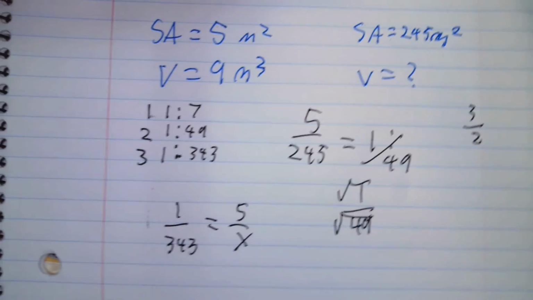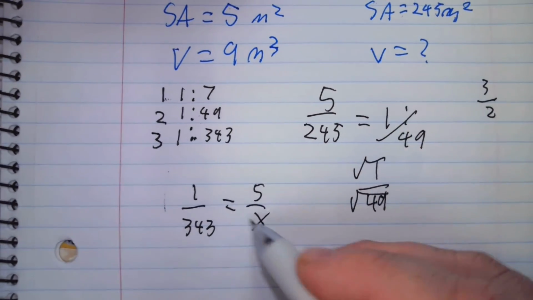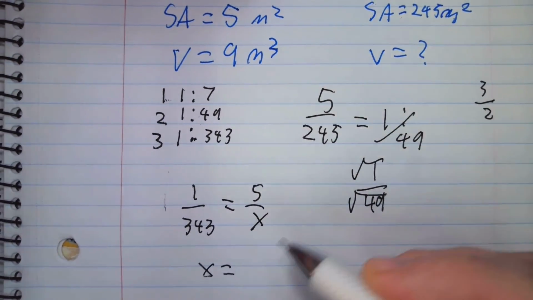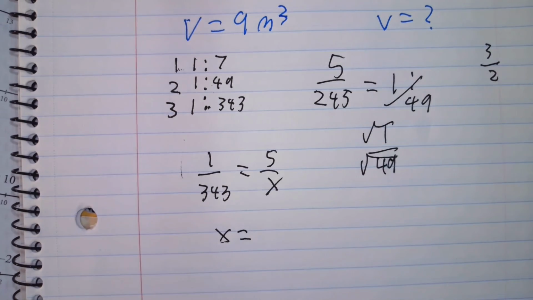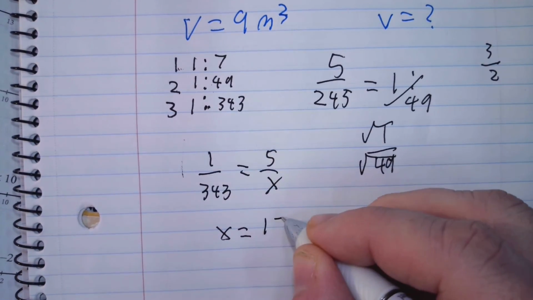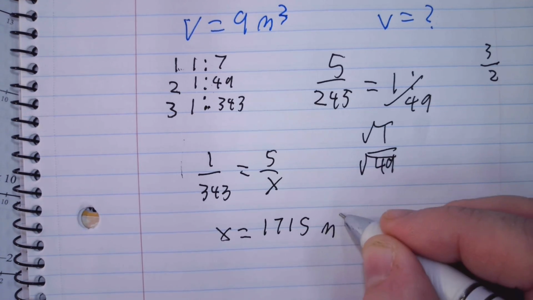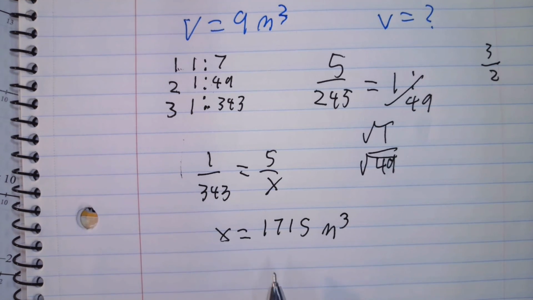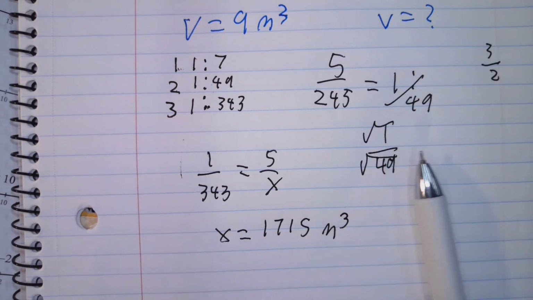And cross multiply. This one's an easy cross multiplication. X times 1 is X. 5 times 343 is 1,715 meters cubed. Okay? This never feels good because you're not used to getting big numbers in math ever, right? Yeah. But when we use cubing things, the numbers get big quick. So that's it. I'll turn this off.